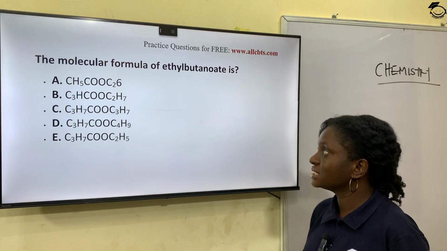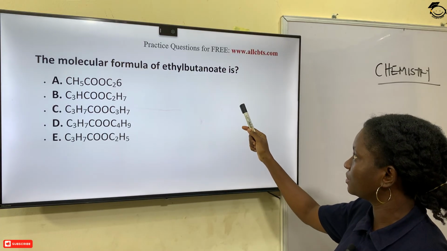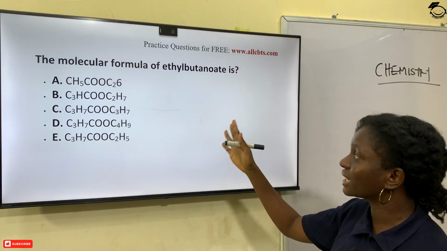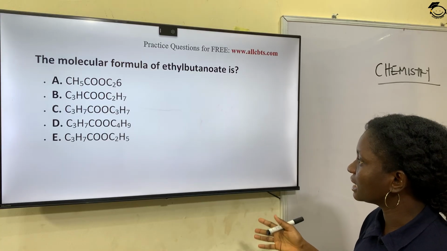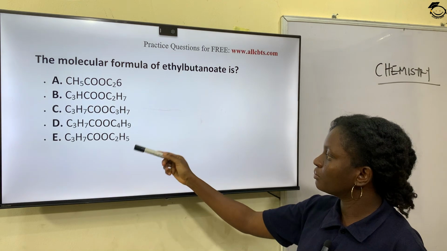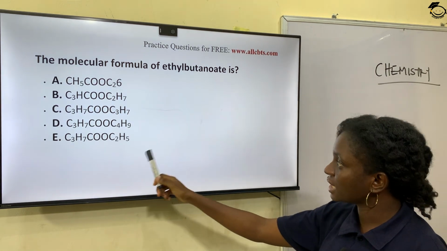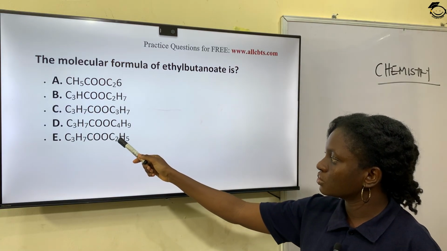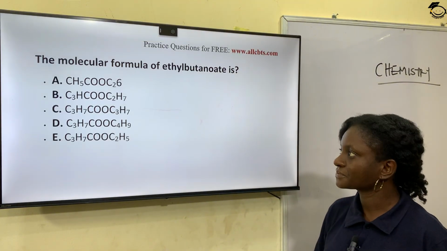Next question, the molecular formula of ethyl butanoate. This is a combination of butanoic acid and alcohol. So the molecular formula here is C3H7, then COO plus C2H5. So E is the correct answer, C3H7COOC2H5. Option E is the correct answer.